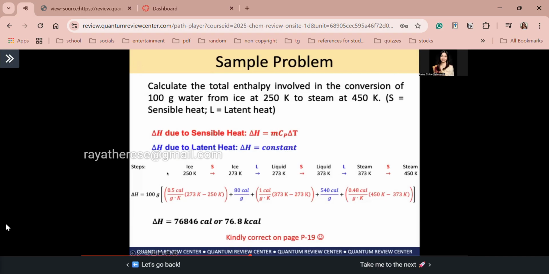See? Very easy lang. Just memorize the heating curve of water and of course, the constants involved with it. Okay? And just keep practicing for this problem, guys.